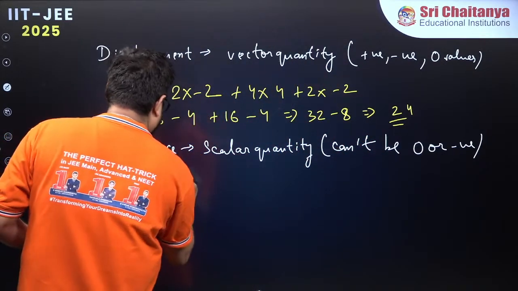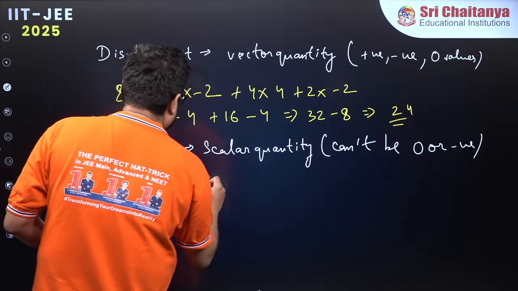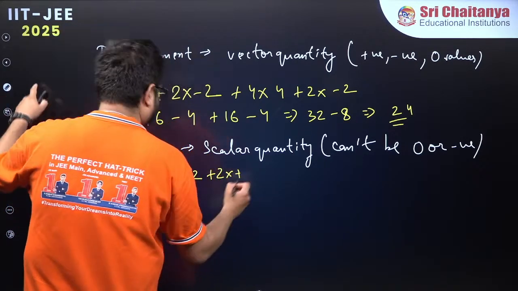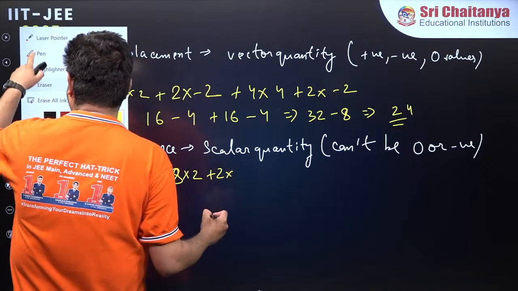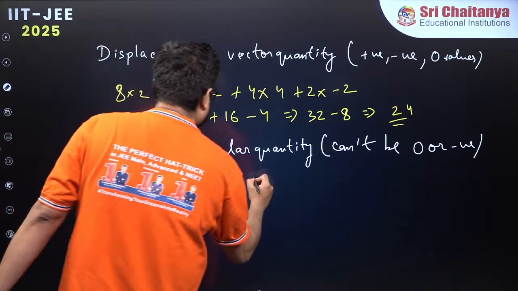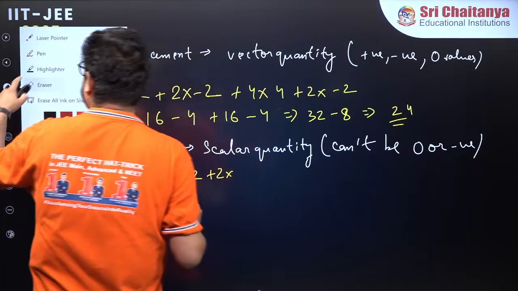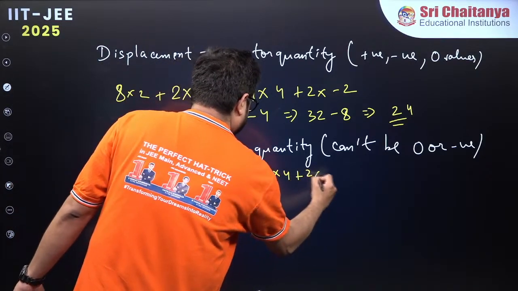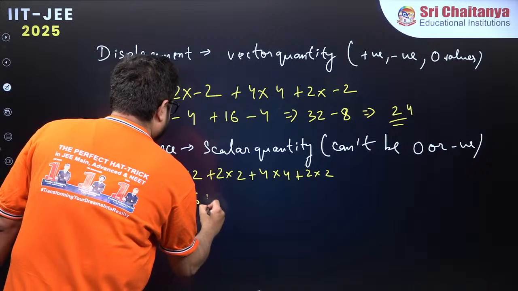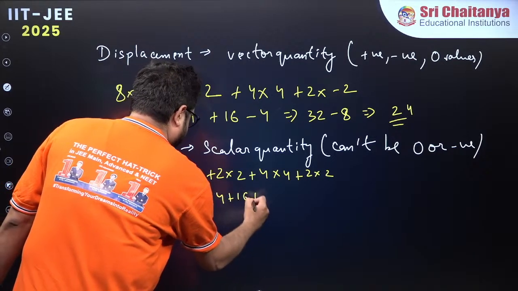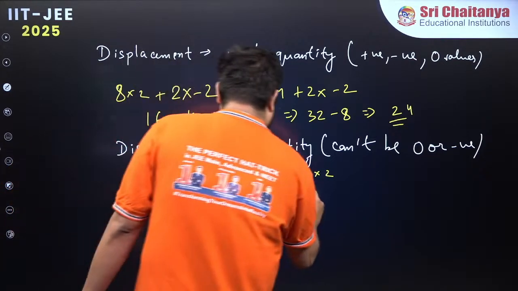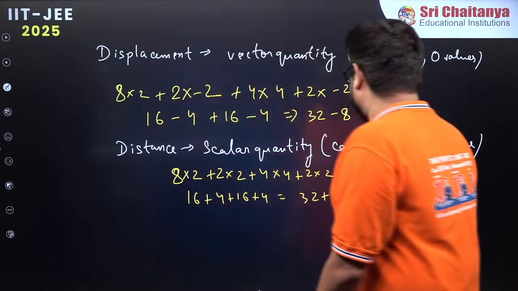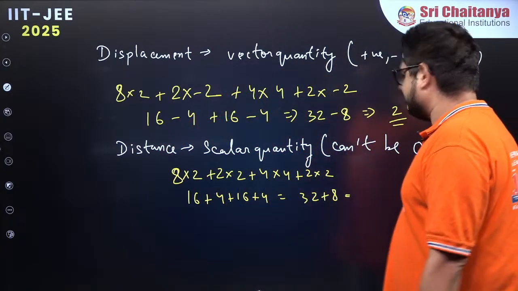So that is 8 into 2. Ignore the sign convention. 2 into plus 2. It has to be 2 into positive of 2 that we need to take. Then 4 into 4 plus 2 into 2. What will I be getting? 16 plus 4 plus 16 plus 4. That is 32 plus 8. What is 32 plus 8, everyone?